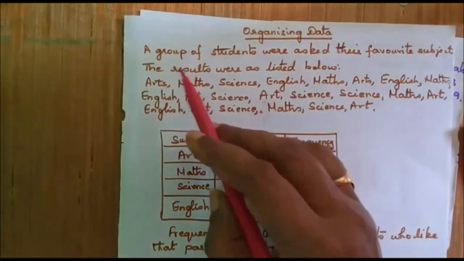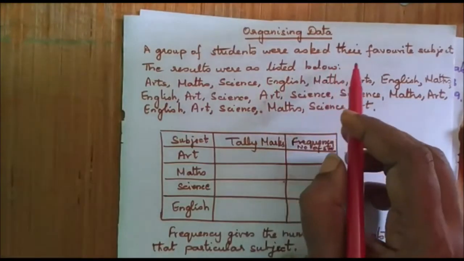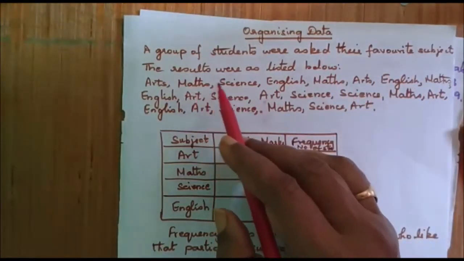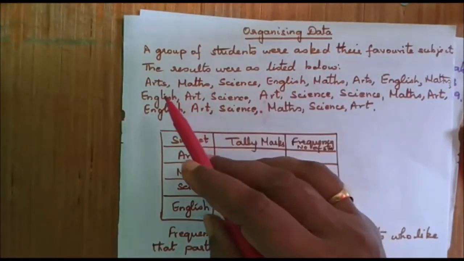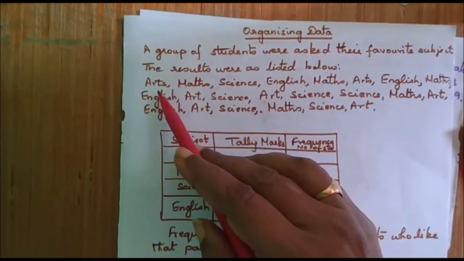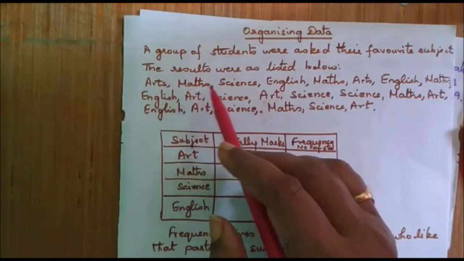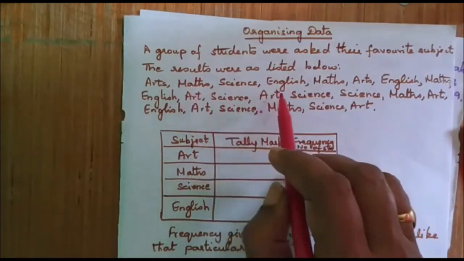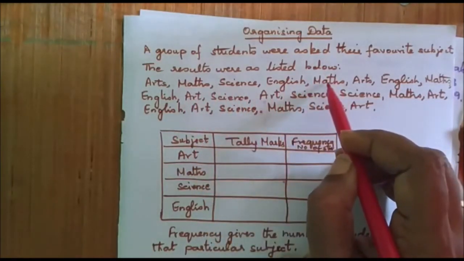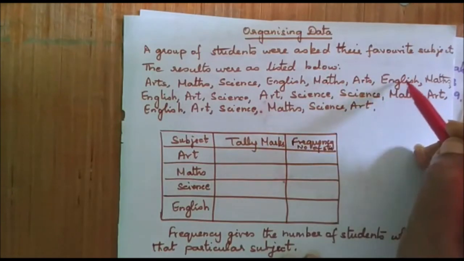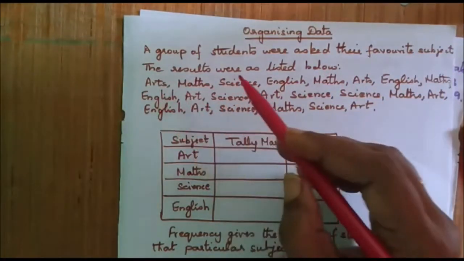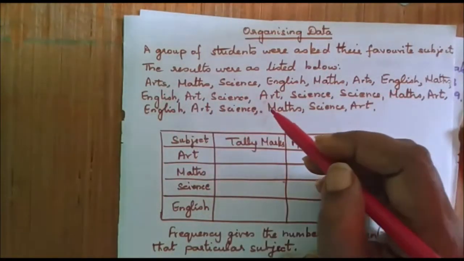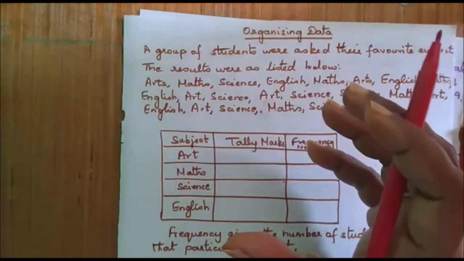We have been given a group of students who are asked their favorite subjects. The results were as follows. One student likes art, maths, science, English, whatever they have liked, they have listed it down. Another student likes maths, another likes arts, English, maths, English, and so on. Now we have to organize this data.